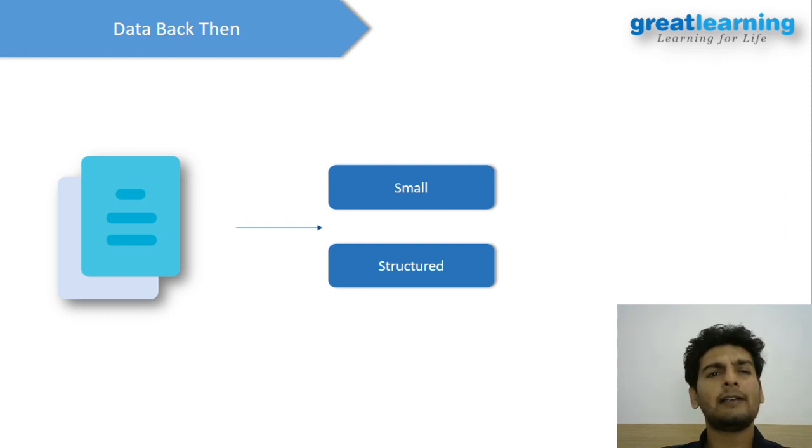So, to understand this data deluge properly, let's understand what the data was back then and how the data is today. The data back then was small and structured. When I say data was small, it was only present in kilobytes. So it was very, very small. And data was also structured. Now, what is structured data? When I say structured data, data is mostly present in the form of rows and columns. So it is tidy data. And since the data was small and structured, you did not have much to do analytics on top of it.